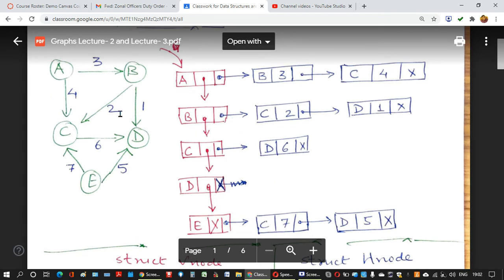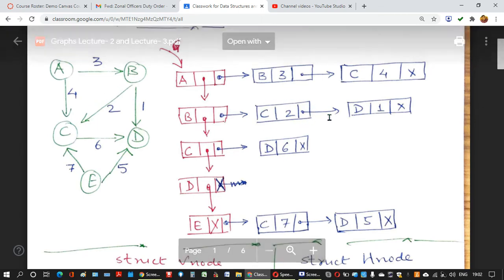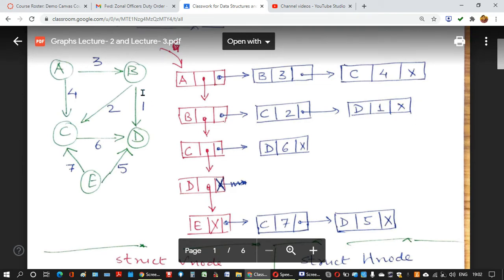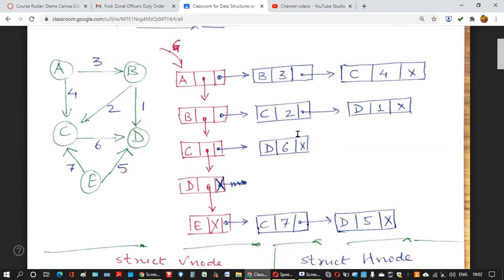Now you see, from B there are two outgoing edges: B to C, and B to D. You will ask what to do with B to A. The B to A edge is not present. The A to B edge is there because of the direction. If this were an undirected graph, then B to A would also be there. But now we will take only outgoing edges from B: B to C, B to D. B to C is of weight 2, B to D is of weight 1. You can write it in this manner. Then from C to D, only one outgoing edge is there, and then next is null.